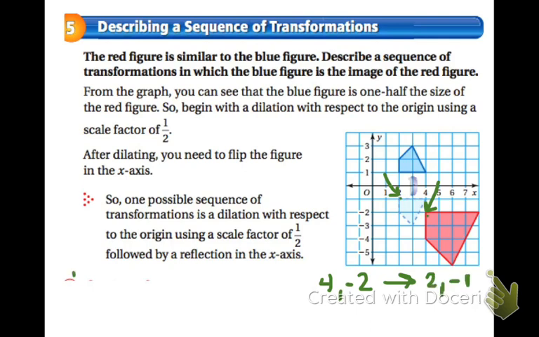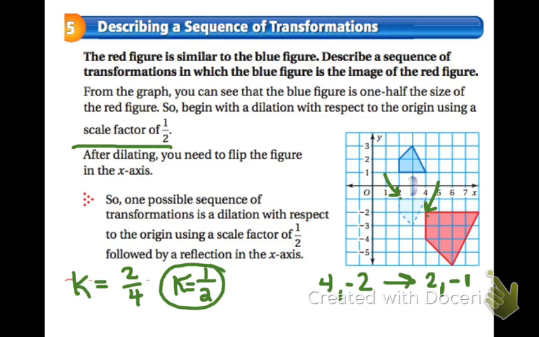So if we look to find how much it was reduced from the red to the dashed blue line, the pre-image right there in between, we could take the x-coordinate and say 2 over 4 would be equal to our k value. And if we simplified that, that's how we could get a scale factor of 1/2. Okay, and that's what it says, that the original was first dilated with respect to the origin by a scale factor of 1/2, and then that dilation was reflected over the x-axis to get to the final blue image.